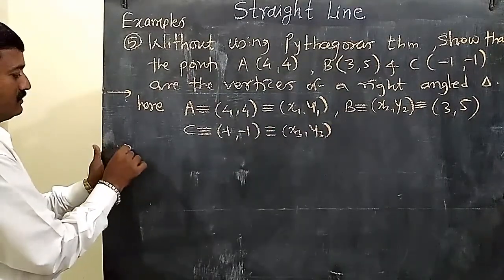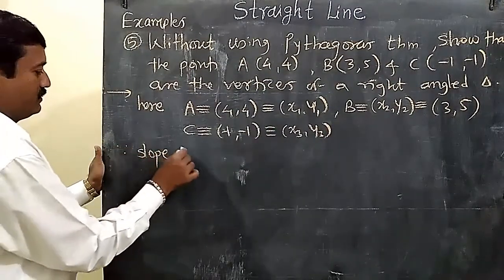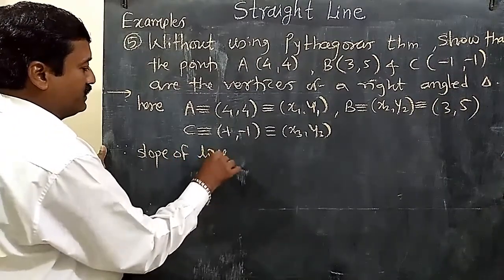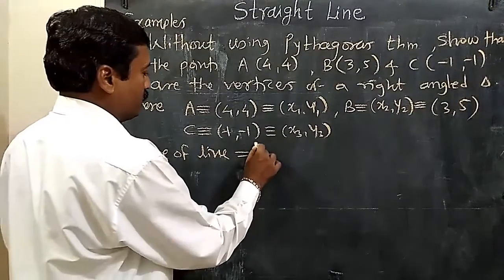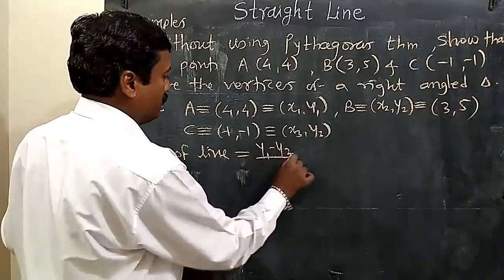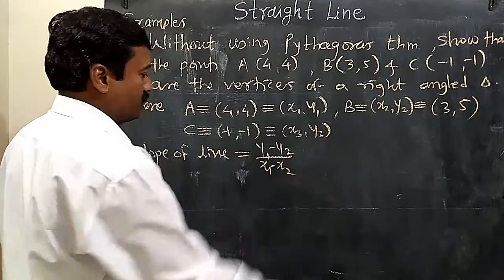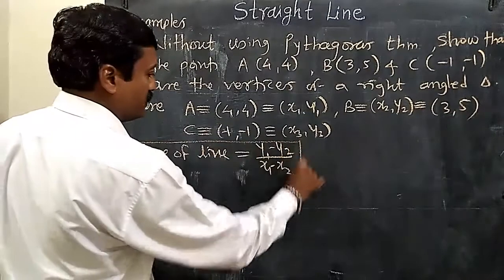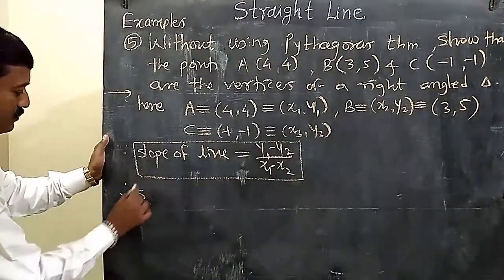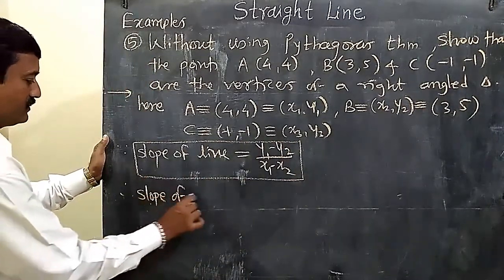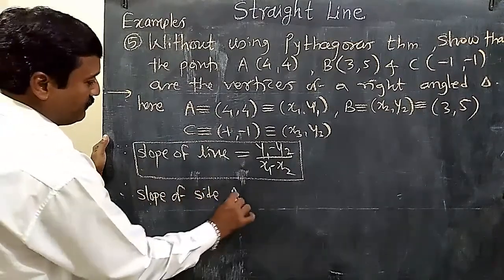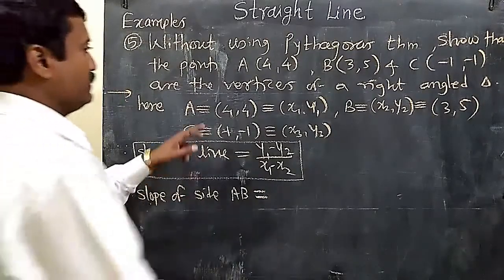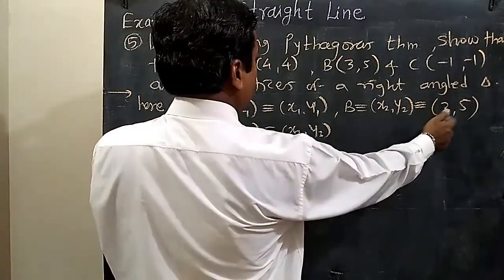Now, the slope of a line, if 2 points are given, is equal to (y1 minus y2) upon (x1 minus x2). Therefore, using this formula, we can find the slope of the line, the slope of side AB or line AB. Slope of side AB means we will take these 2 points and find the slope from these 2 points.